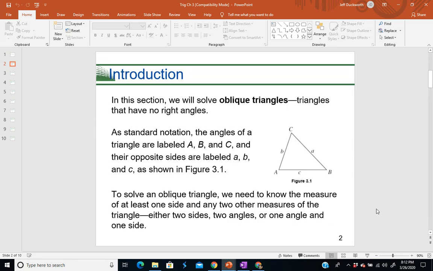All right, so first of all, the definition of an oblique triangle. An oblique triangle has no right angles. So they come in two forms, which are obtuse or acute, which I'll show you in a bit.